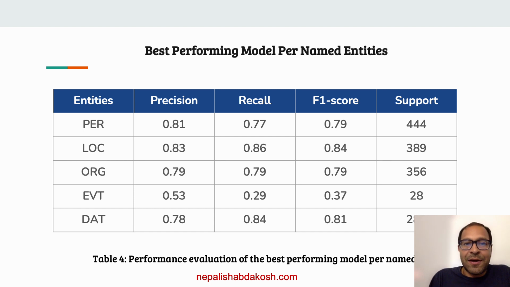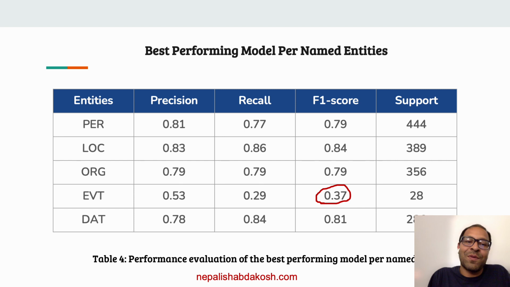You can see that precision, recall, F1 score, and support are provided for each of those entity types. The model is doing really well in multiple entity types: person, F1 score 0.79, location 0.84, organization 0.79, and date 0.81. Interestingly, if you see over here, the performance for event is 0.37 micro F1 score.